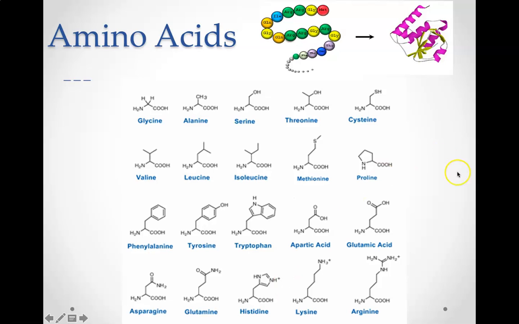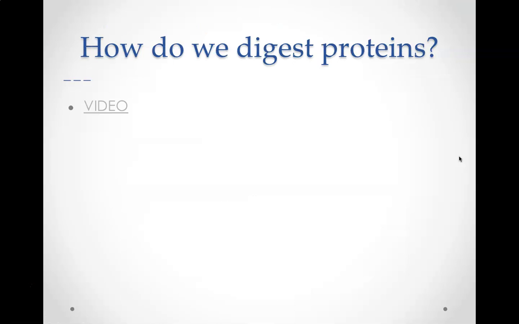So there's all the 20 amino acids. You guys need to memorize and be able to draw every single one of those. I'm totally kidding. Please don't do that. But that's the 20, and so of those 9 we need to get from our diets.